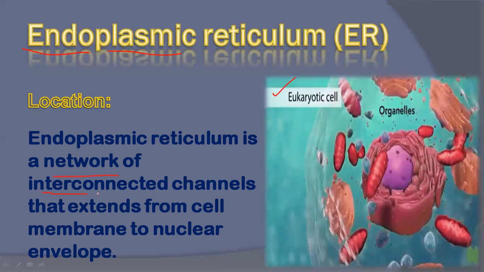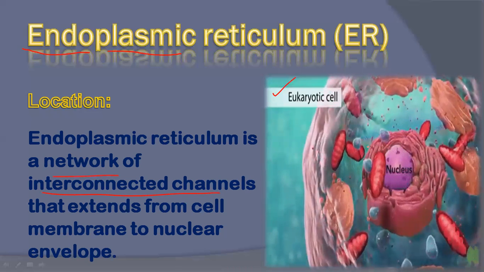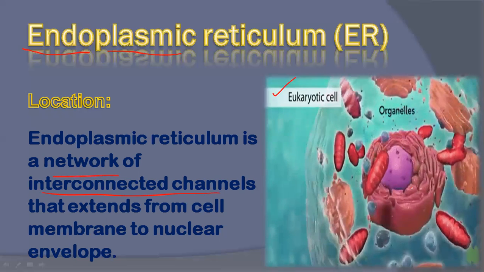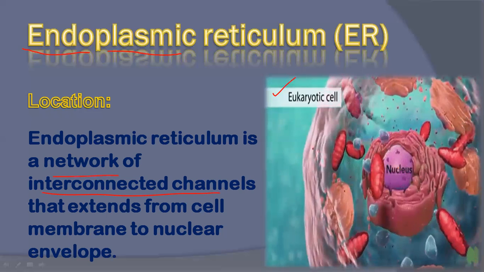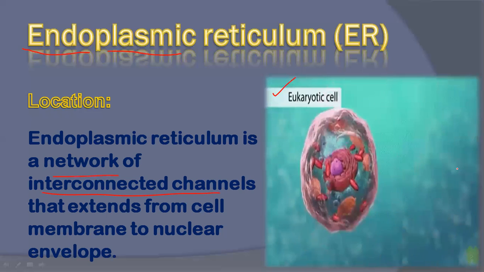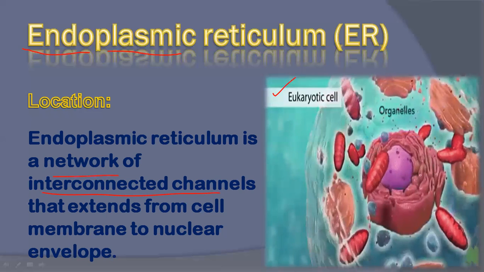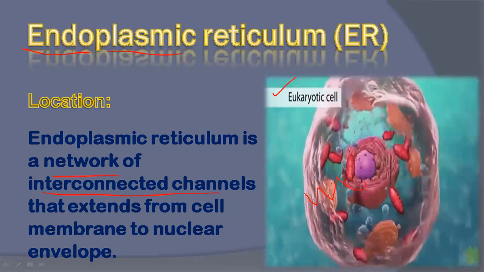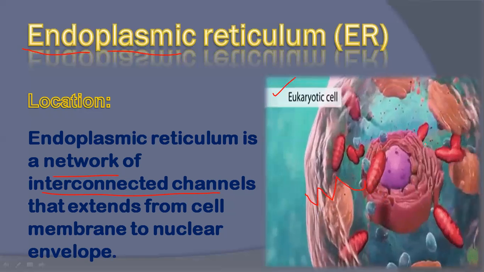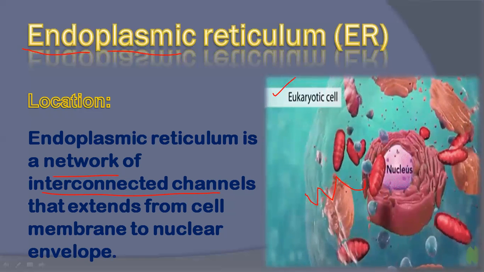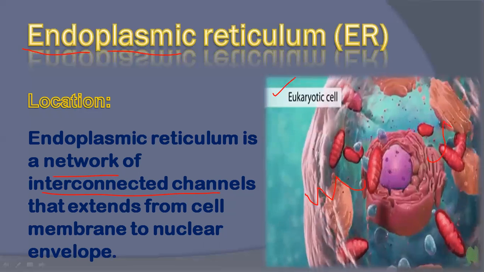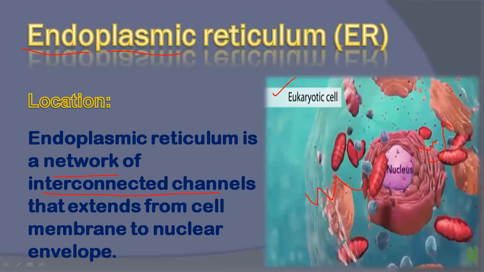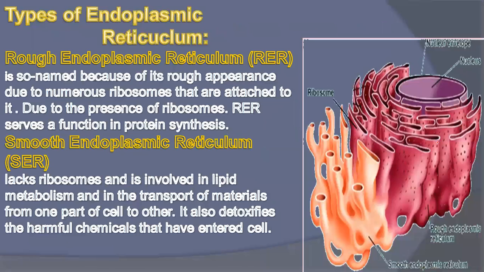So what is that? That is actually a network of interconnected channels. You can see these are the channels, and the channels' function is to transport material from inside to outside of the cells. Sometimes they move towards the cell membrane, the plasma membrane, and move the substances out. Sometimes they transfer the material from the nucleus to the Golgi apparatus. Sometimes they move the material from the nucleus to the cytoplasm. So they have different functions.